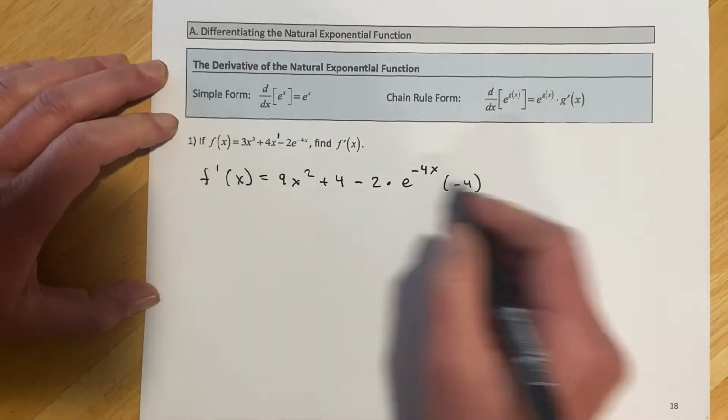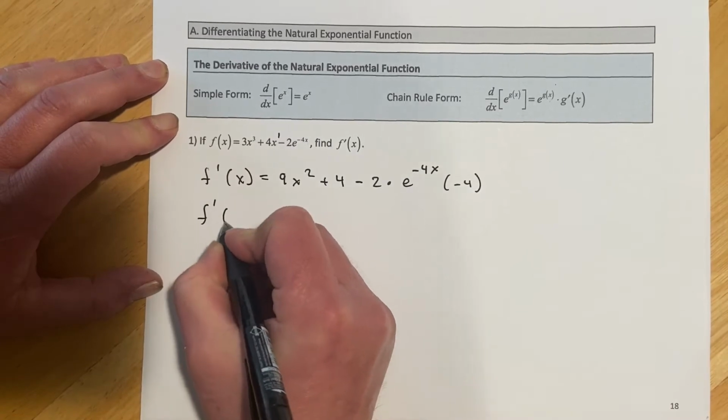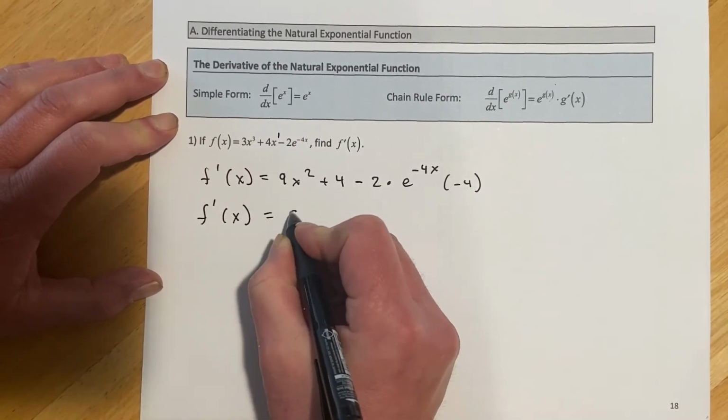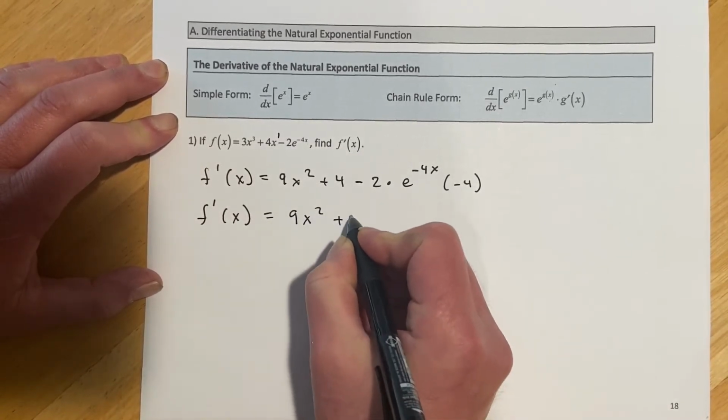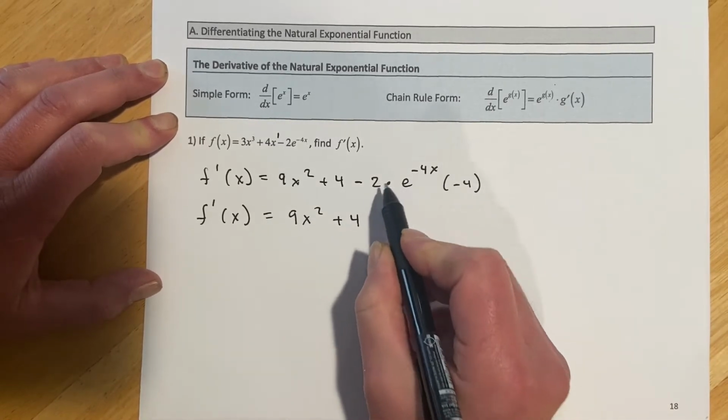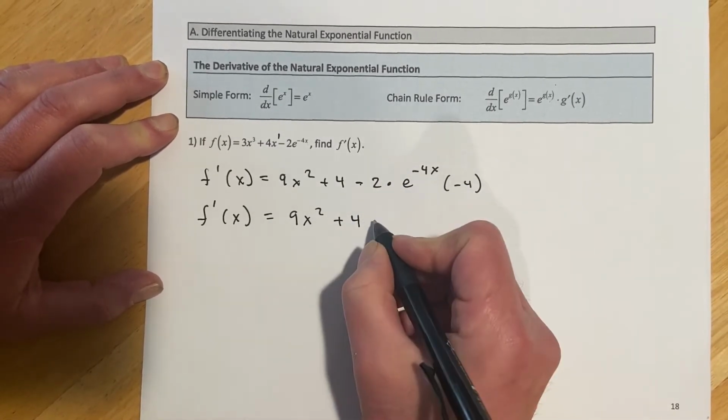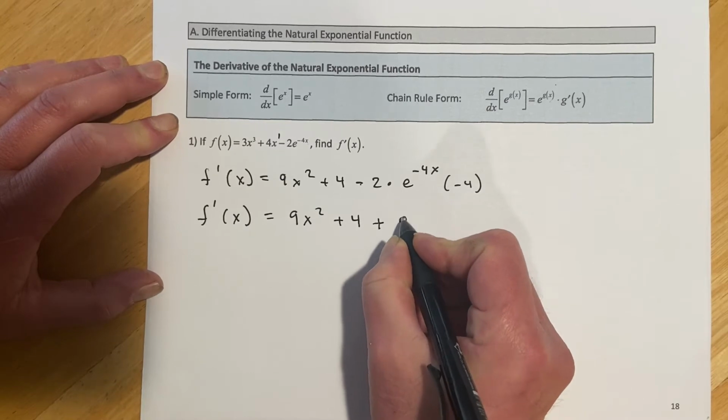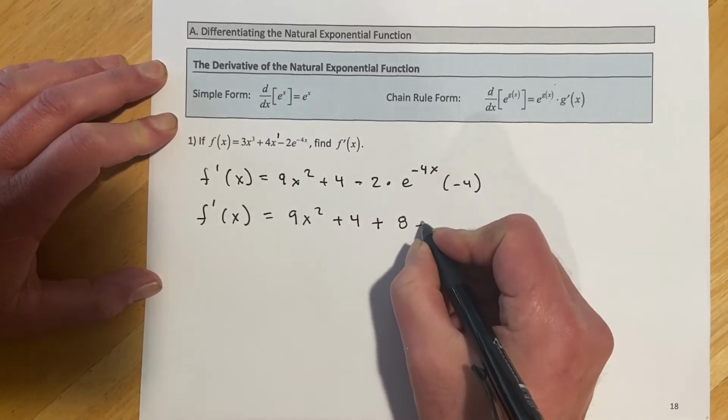So then just writing that out a little bit nicer. And then right here we'll have -2 times -4, so that's going to switch that up to a +8, and then our e term.